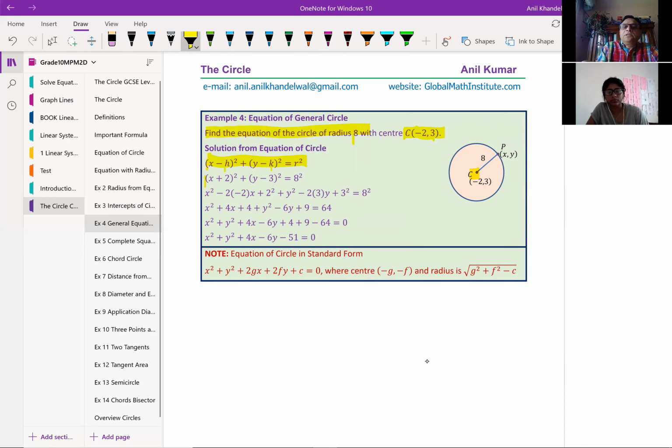Now, we'll put this point C, -2, which becomes here +2, and 3, which is -3 whole square. Radius is given to us as 8, so 8 square. Expand and simplify. Bring 64 to the left side, add all the terms to get a constant, which is -51 in this case. And this form of the equation is the equation of the circle in standard form.